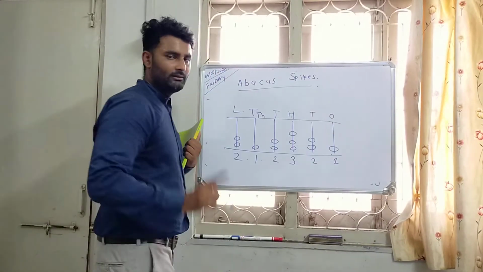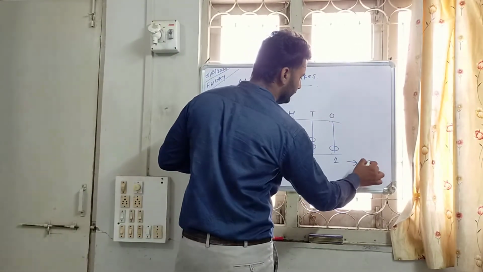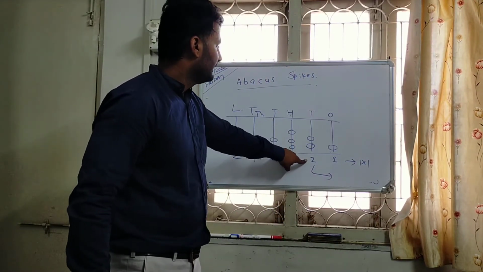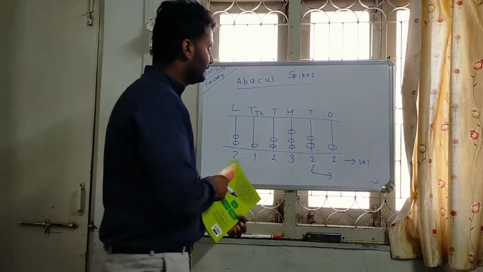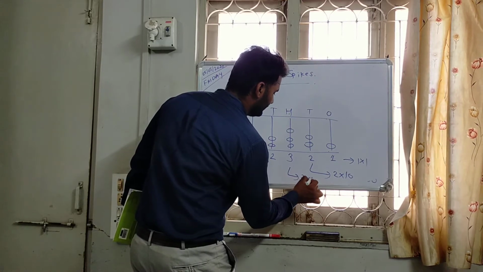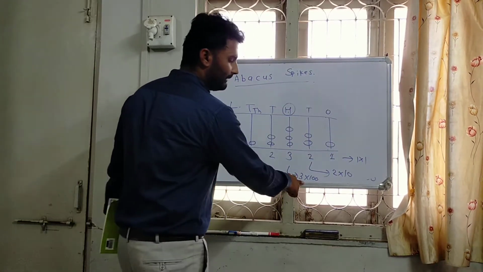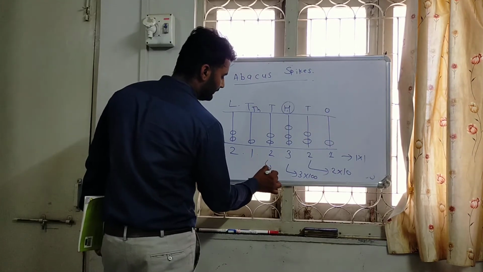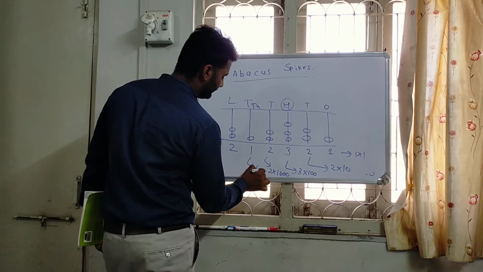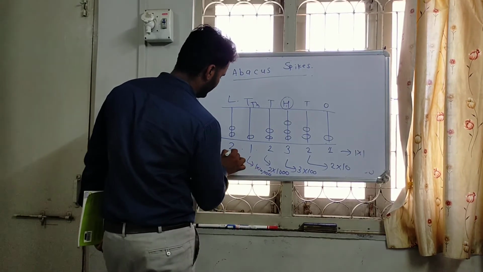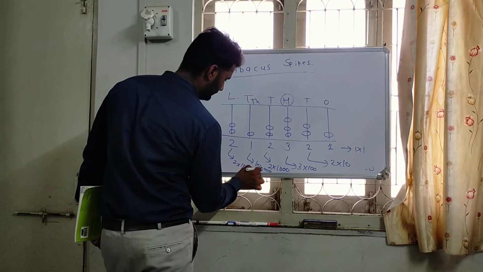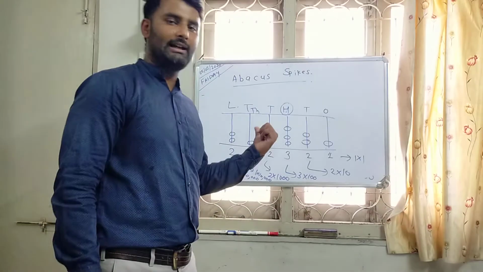How many ones are there? 1. That means 1 into 1. How many circles are there? 2. And it is the tens place, so I will multiply it by 10. After that, at the place of 100, I multiply by 100, this one by 1000, this one by 10,000, and this one by lakh. I'll get the answer as I got before.